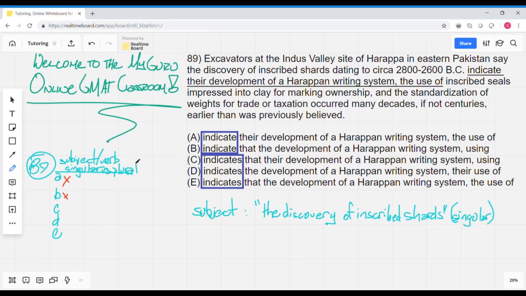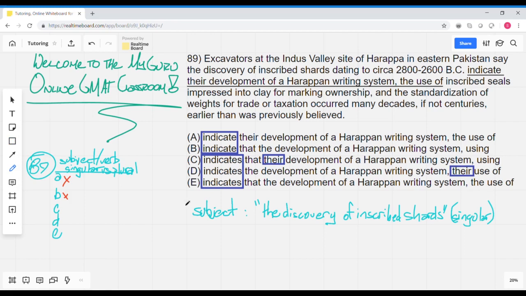So we've identified that issue, and then we remember that we always want to evaluate the category of error and not just the individual error of indicate versus indicates. Now, if we go into the answer choices, we discover that there are some inserted pronouns a couple of times in choices C and D.